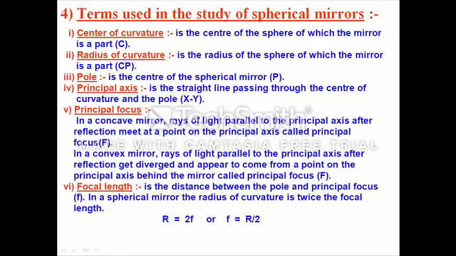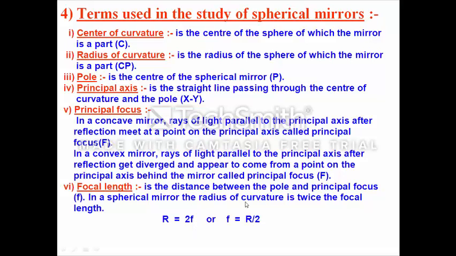And what is the principal focus? We have seen, both for the concave mirror and the convex mirror, that all the rays which are parallel to the principal axis, after reflection in the case of a concave mirror, meet at a point, converge at a point, and that point is known as the focus. In the case of a convex mirror, all the reflected rays seem to meet at a point, and that is known as our principal focus.